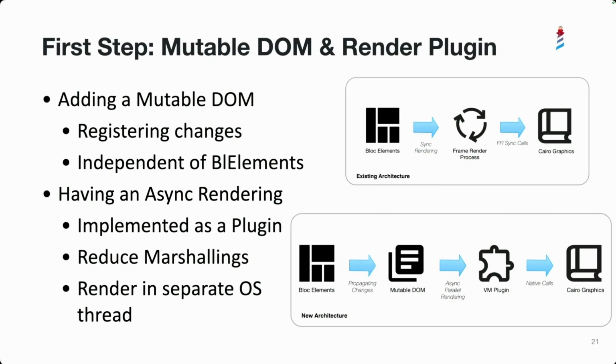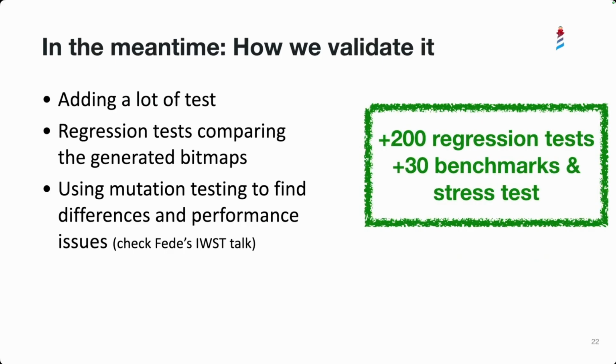We can continue doing something else on the Pharo side, because we are liberating the Pharo thread to do this rendering. For doing so, we have to validate that we are doing the same, because one of the problems that we have is that a graphic framework is not easy to test. For that, we have added a lot of regression tests and benchmarks, and especially a stress test, because we want to see that the new solution is better than the old one in many senses.